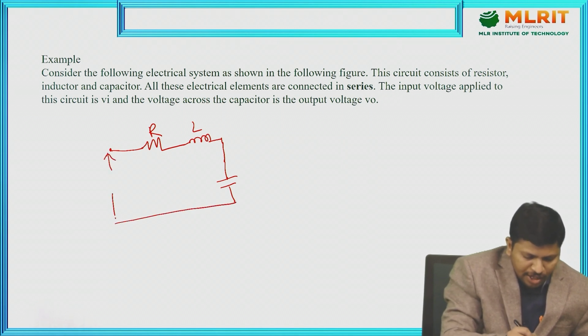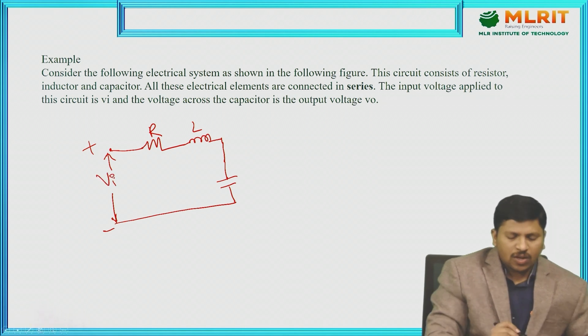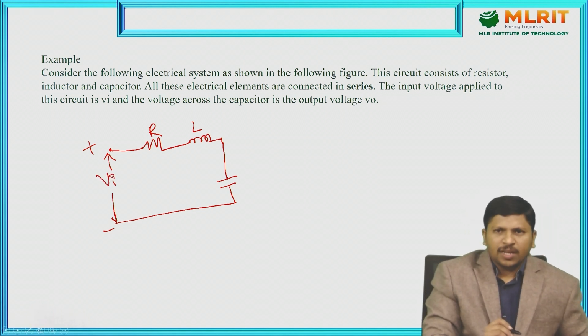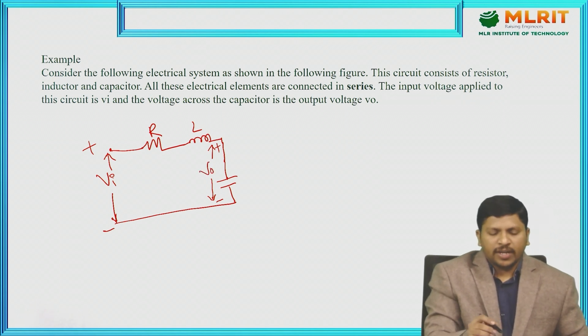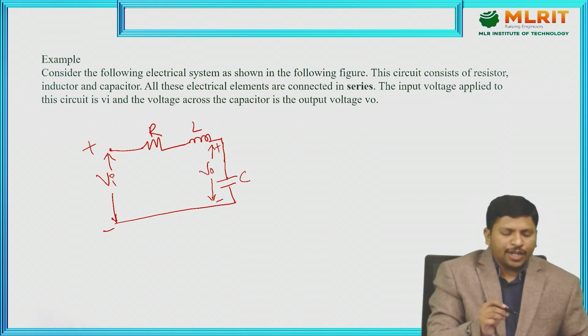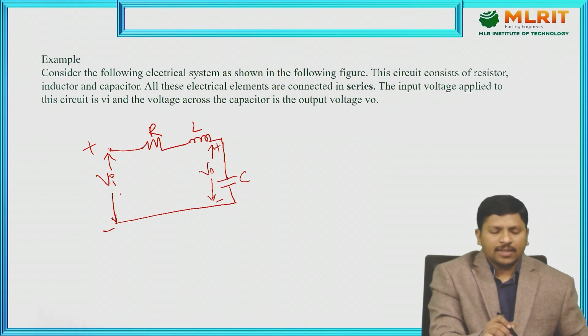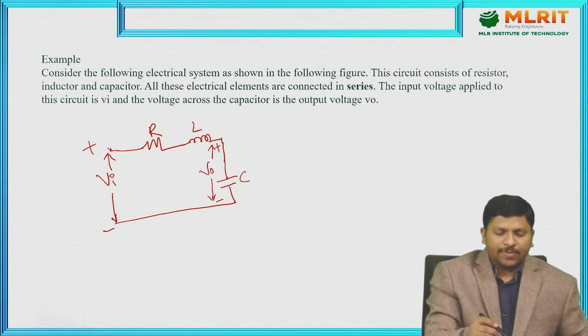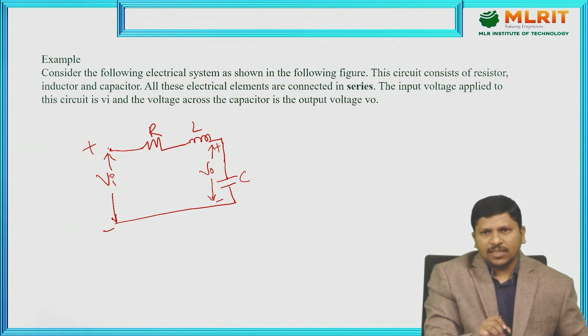This is my input and negative. Vi is our electrical system input and V output across the capacitor. I am going to apply the output voltage V output across the capacitor, and input voltage Vi here for the electrical circuit RLC. Observe RLC, these are in series circuits.